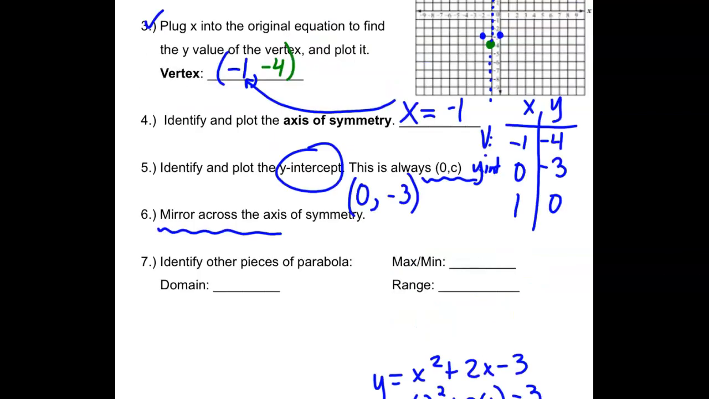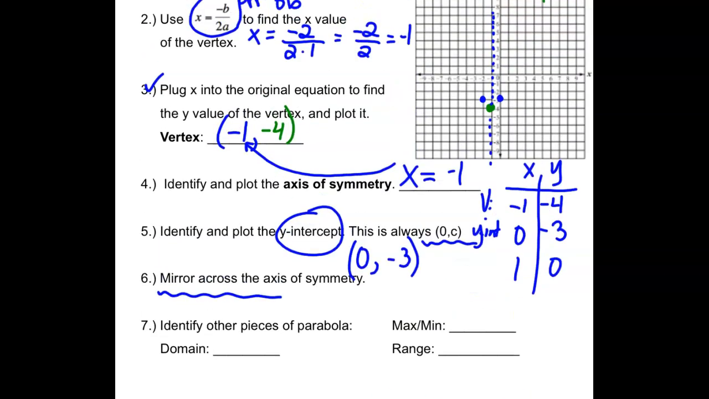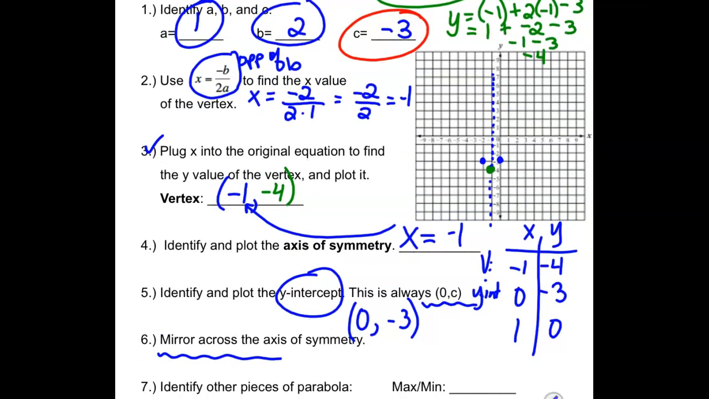All right, so let me scroll up here. And we're going to plot the point 1, 0. Now notice that this point is 2 spaces from my line of symmetry. So when I mirror it across, I have to go 2 spaces on the other side. And now I have 5 nice points that are showing me a parabola here, and I can just connect them with my nice curve.